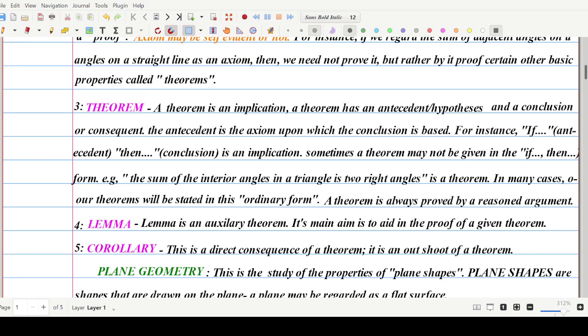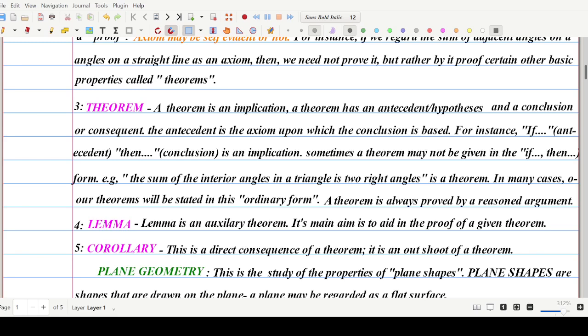Then number 5, we have what is called the corollary. The properties can also present themselves in the form of a corollary. What is a corollary? This is a direct consequence of a theorem. Because a theorem exists, consequently, a property will also exist alongside it, just as a shark and a remora are very close together. Because the shark exists, you see the remora alongside.